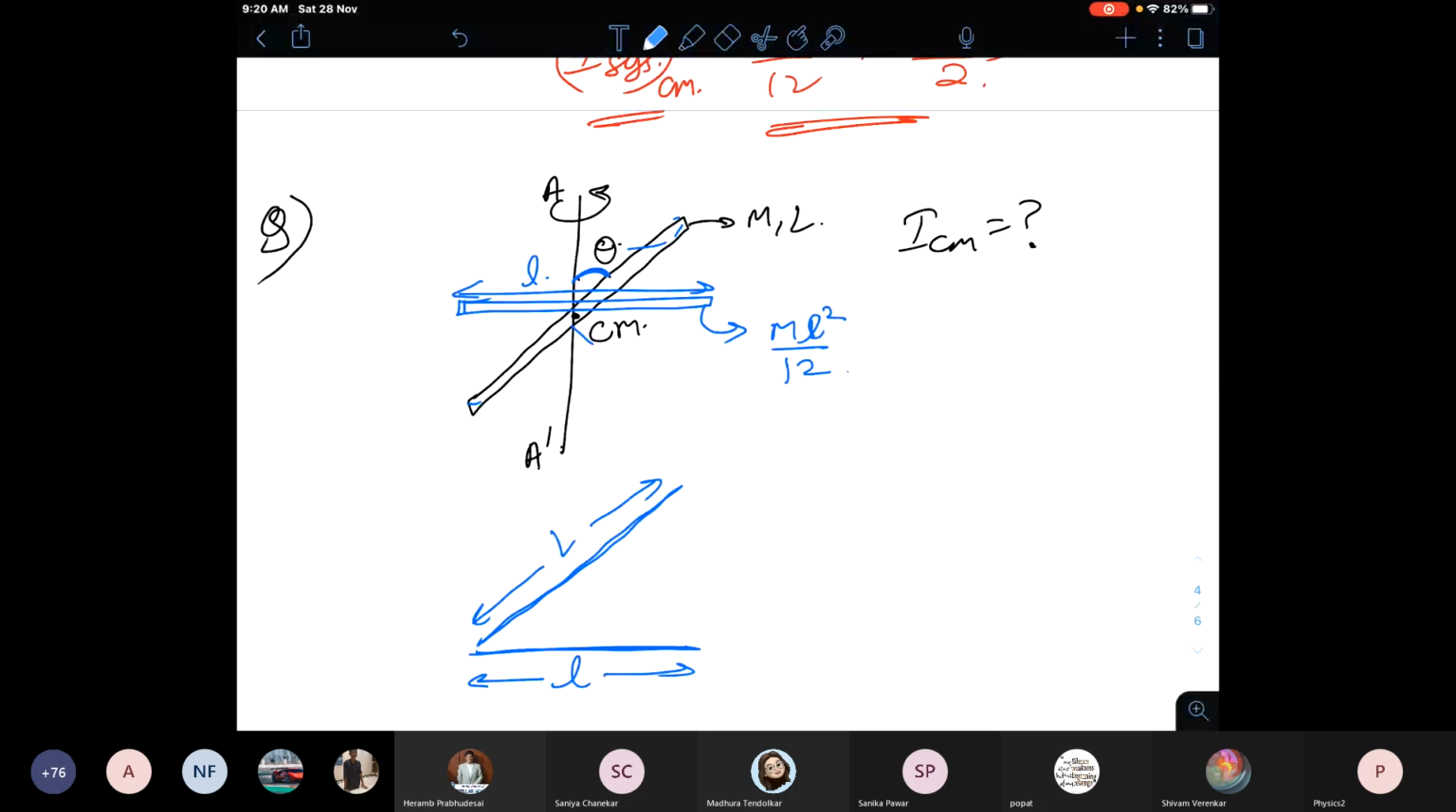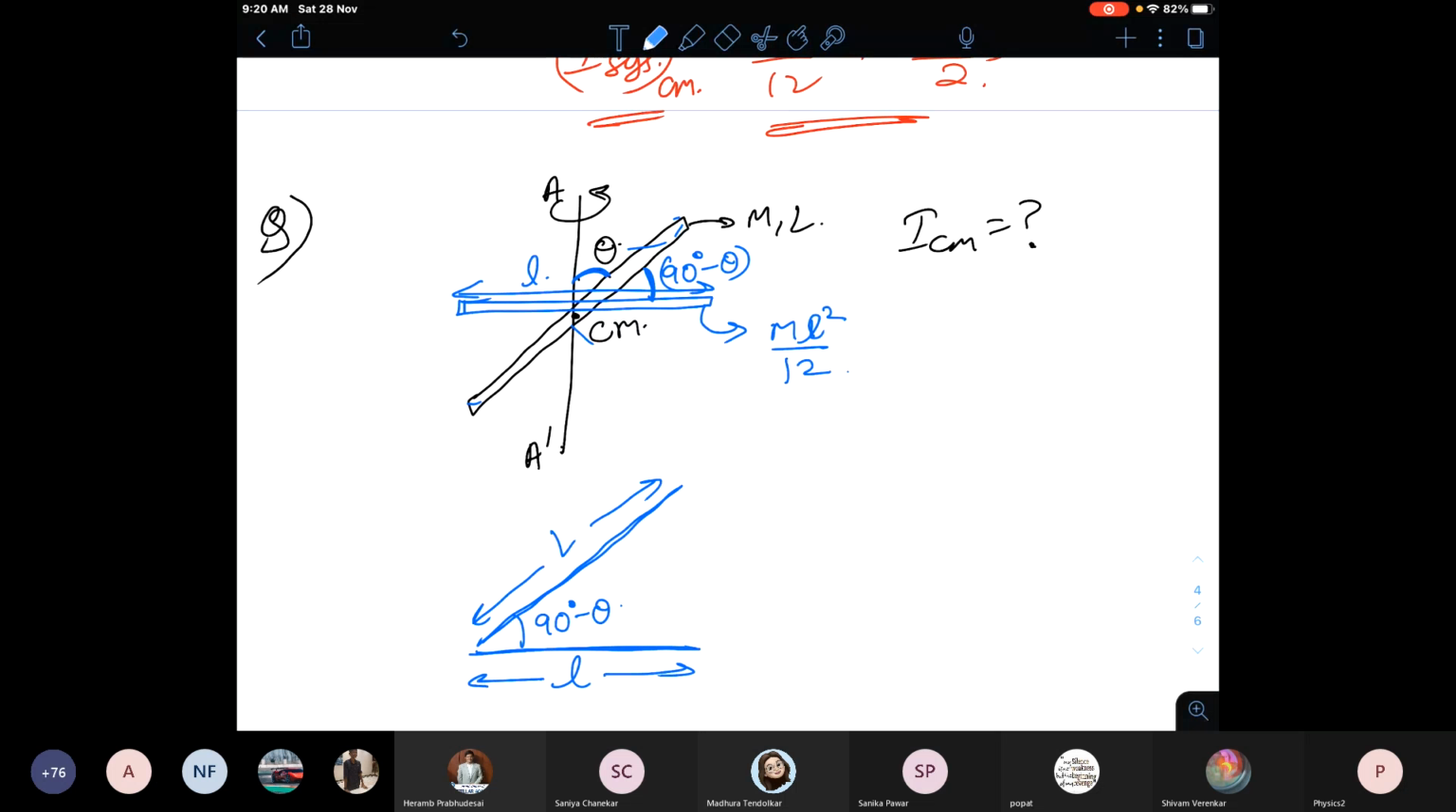This length comes out to be small l, and if you see the angle between capital L and small l, that comes out to be 90 minus theta, because you can see that it is at 90 degrees, so 90 minus theta will be the remaining angle if that is the angle theta. So here this angle is 90 minus theta.